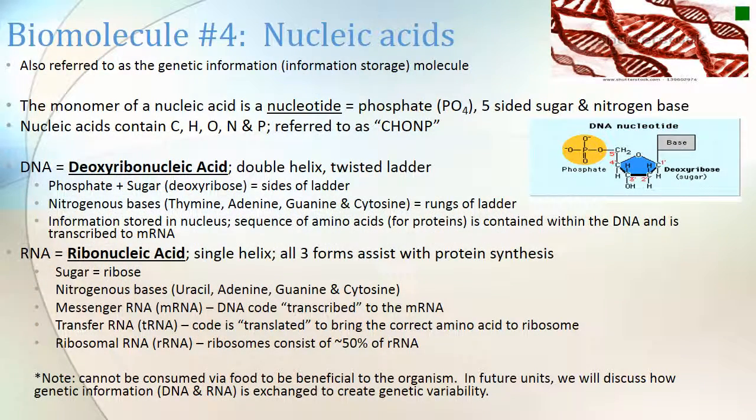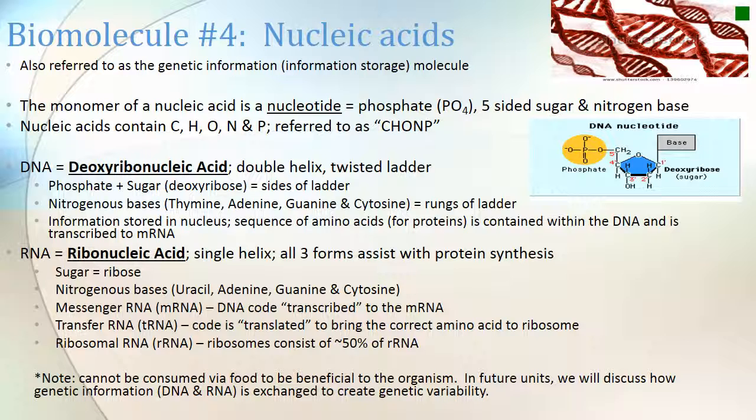That very last biomolecule, probably considered the most important one, makes you who you are. It is nucleic acids, also referred to as the genetic information molecule or the genetic information storage molecule. The monomer for a nucleic acid sounds very similar. So we can refer in word association, nucleic acid is made up of nucleotides. So the monomer of a nucleic acid is a nucleotide.